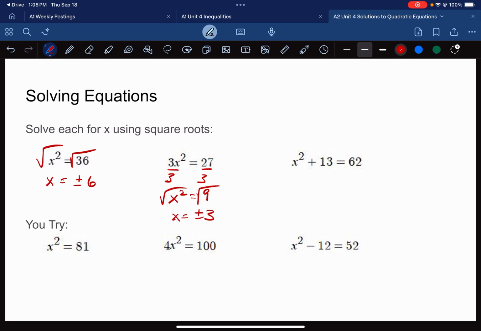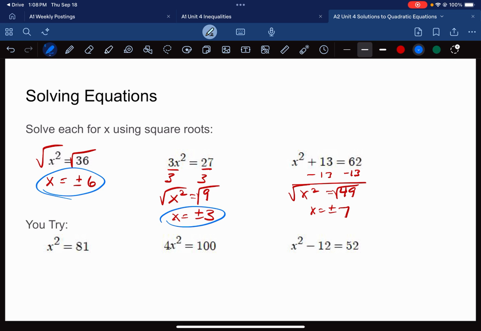I'll do this one. So this time the x squared is, again, needing to be isolated. We've got a plus 13 there, and I'll just subtract 13 like I would in any equation. 62 minus 13 is 49, and then I'll square root both sides, and x is positive and negative 7, okay? So you try those next three. Shut the video off and turn it back on when you're done.